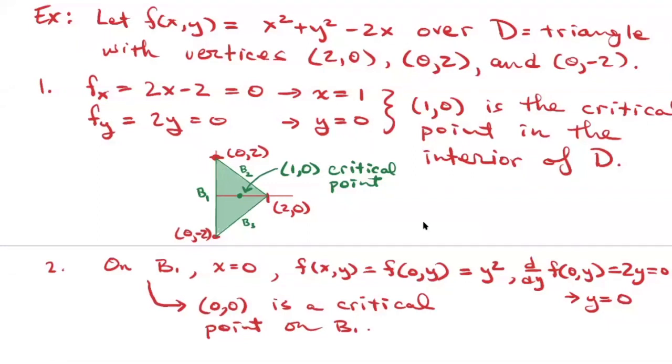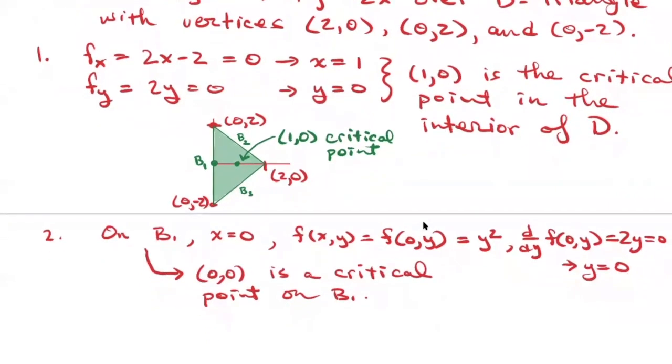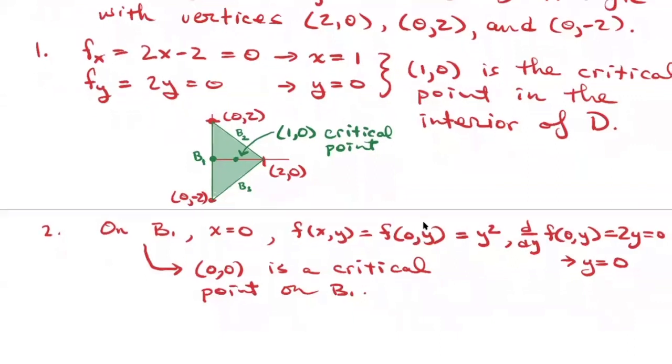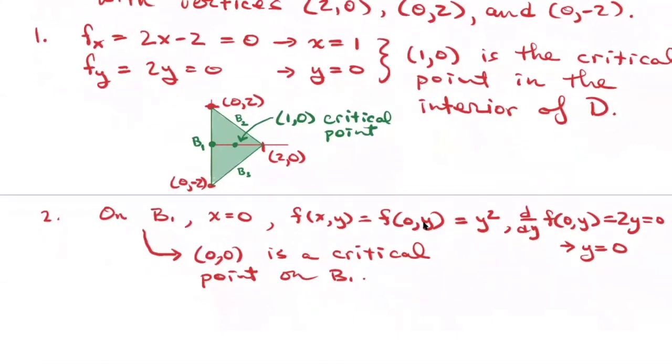On B1, so I'll put that in as a green point as well. Right on the edge. Got to check that. That could be a max or a min, an absolute max or an absolute min. Somehow I doubt it, but I don't know why. Okay, any questions about that first boundary?